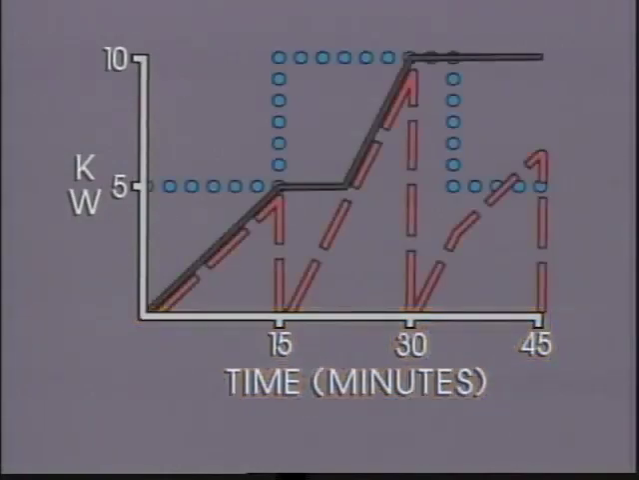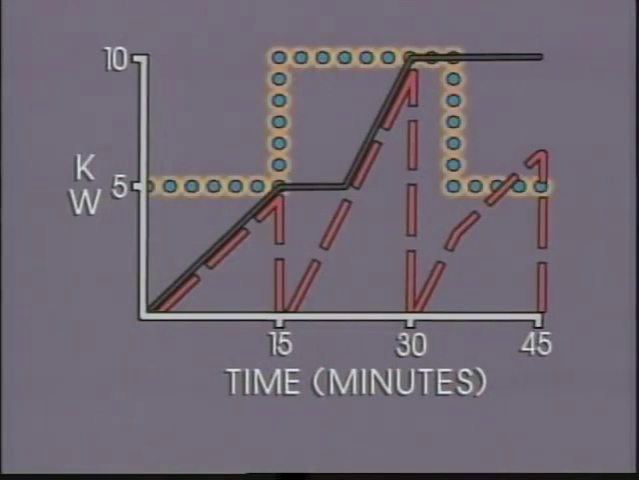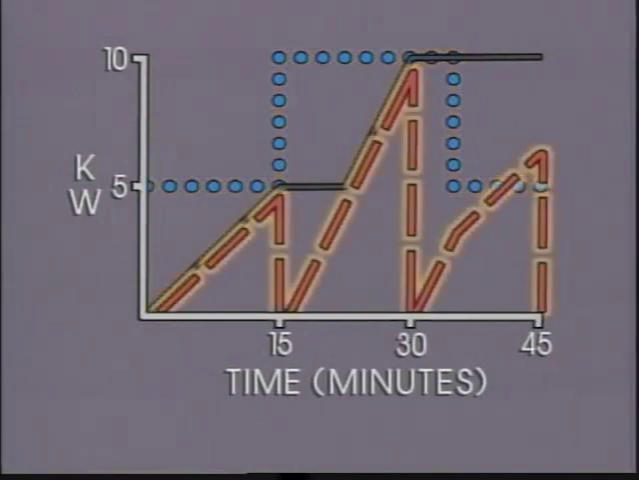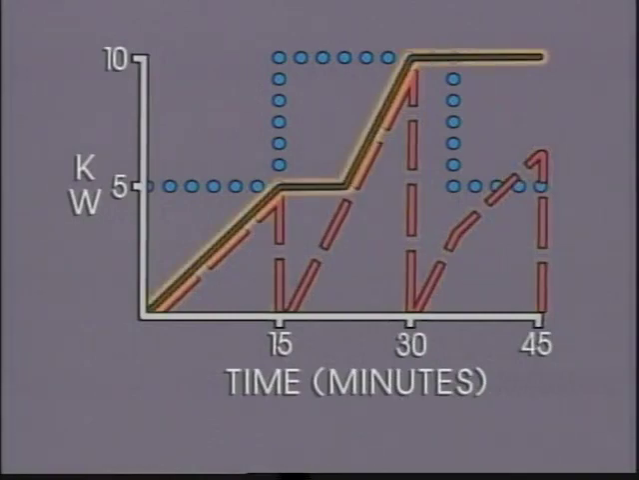The vertical axis of the chart shows kilowatt load and is marked off in increments of 5 kilowatts. The horizontal axis shows time and is marked off in 15-minute demand intervals. Here's an example of how the pusher arm and pointer responded during 3 consecutive demand intervals. The dotted line represents the kilowatt load. The dashed line represents the movement of the pusher arm. And the solid line represents the movement of the pointer.